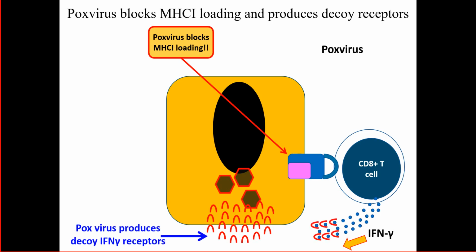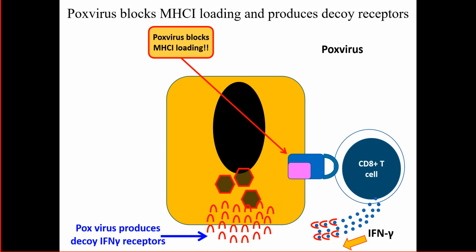For that reason, they have developed a second evasion mechanism. They produce decoy receptors for interferon gamma. Decoy means a fake receptor. These decoy receptors are produced by the virus, and unlike regular receptors, which are present at the cell surface, these receptors are secreted into the environment. So they will go and bind interferon gamma molecules produced by CD8 T cells, and they preclude the interferon gamma from reaching the target cell and inducing the production of MHC class 1.